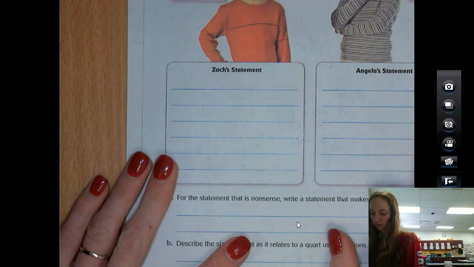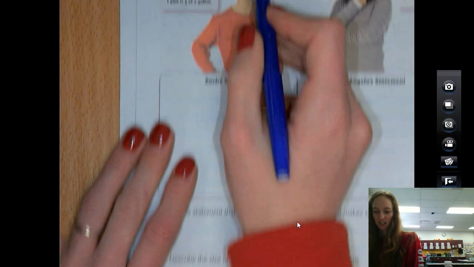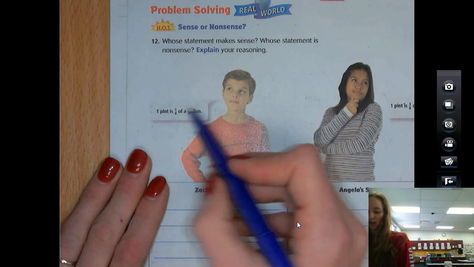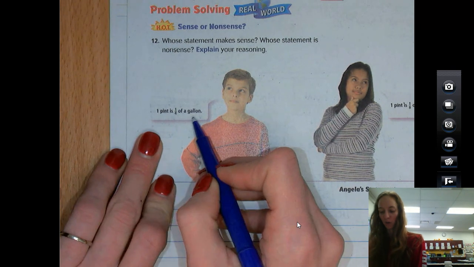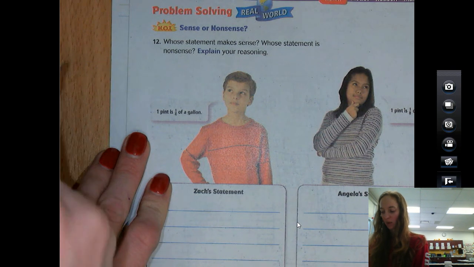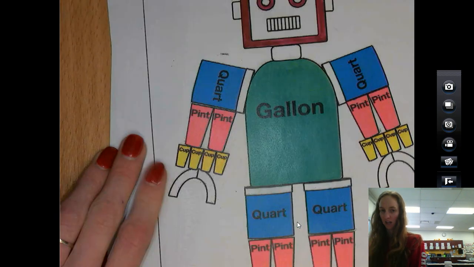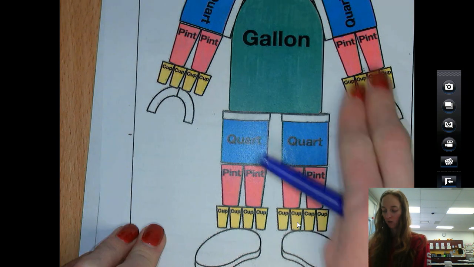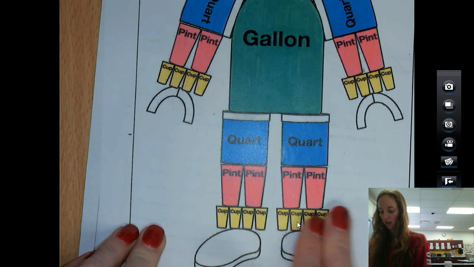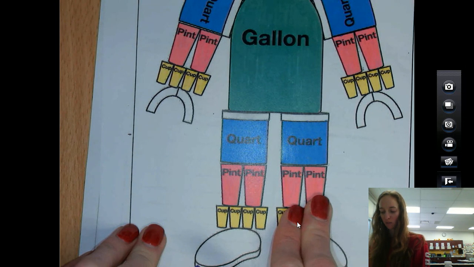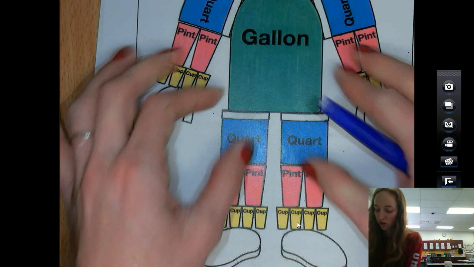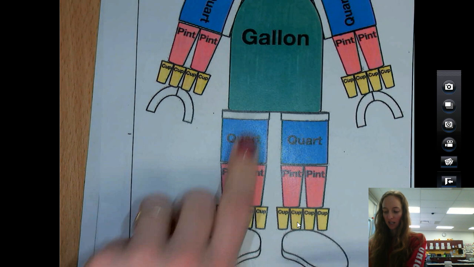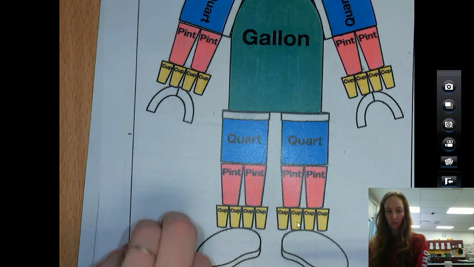All right. Whose statement makes sense? Whose statement is nonsense? It's like who's right and who's wrong. Okay, he says a pint is 1/4 of a gallon. She says a pint is 1/8 of a gallon. Okay, let's look how many pints we get in our gallon. Pink pints. 2, 4, 6, 8. Okay, so how many pints can you fit in that gallon? If you slid all those pink pints into the gallon, how many would you get? 8, right? So you would say a gallon is 8 times as big as a pint.